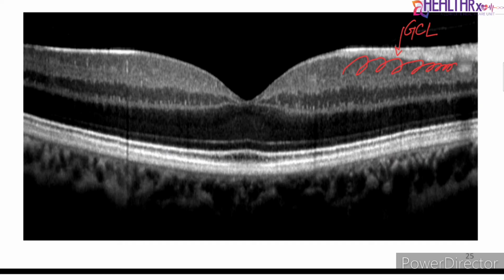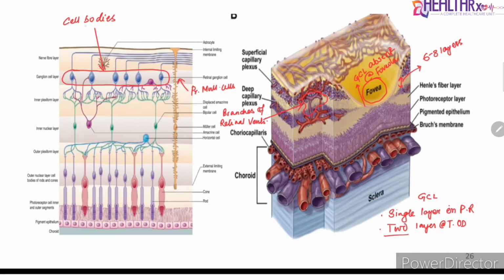The next layer is the hyporeflective ganglion cell layer. It is composed mainly of the cell bodies of the third order ganglion cells. Other elements such as processes of Mueller cells, other neuroglia, and branches of retinal vessels are also present. The ganglion cells form a single layer in the peripheral retina, two layers at the temporal side of the optic disc, and 6 to 8 layers at the edge of the fovea. And the ganglion cell layer is absent at the foveola.